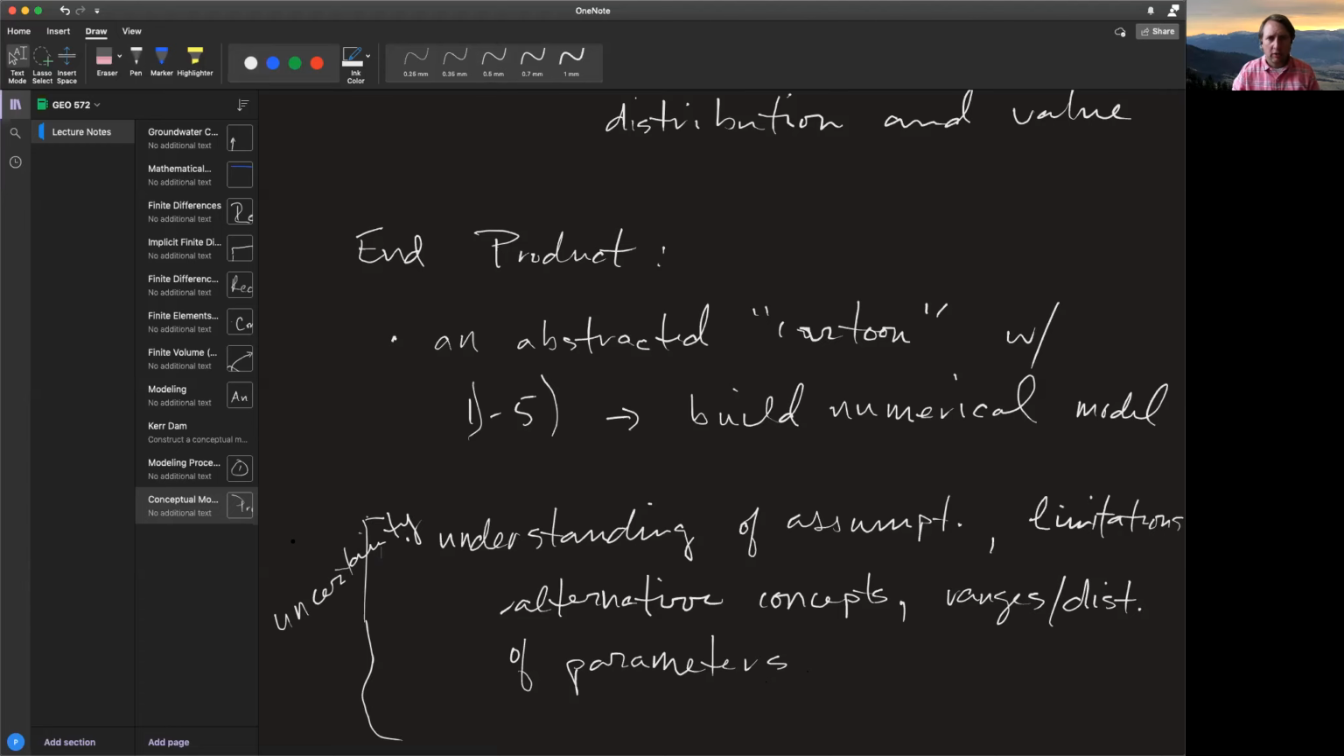Okay, let's stop there. In the next lecture, we'll talk about an example, develop an example model.